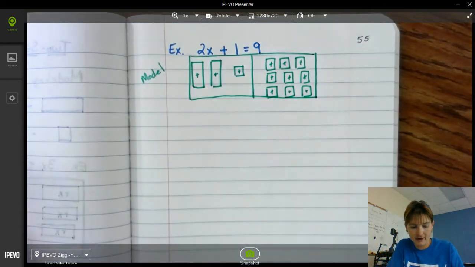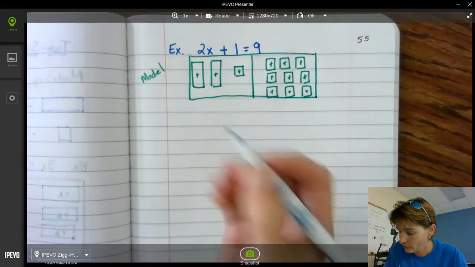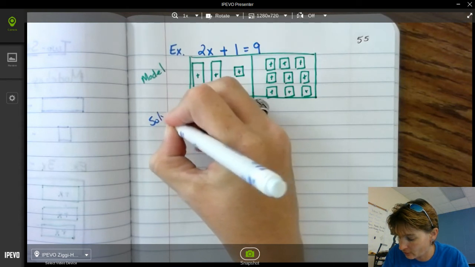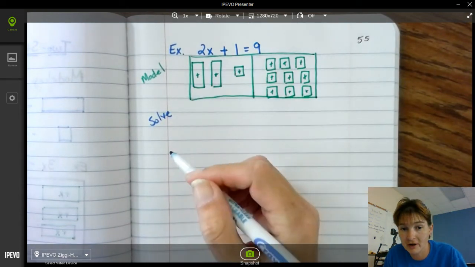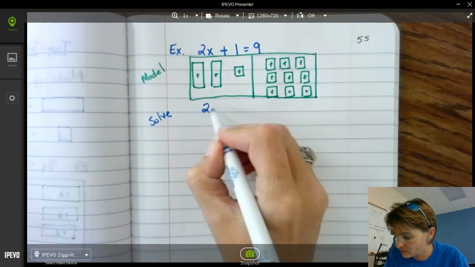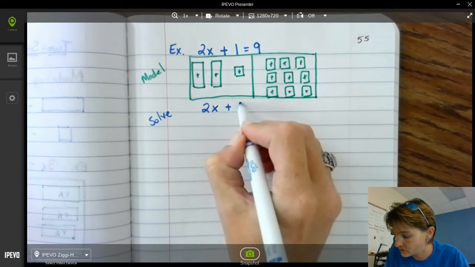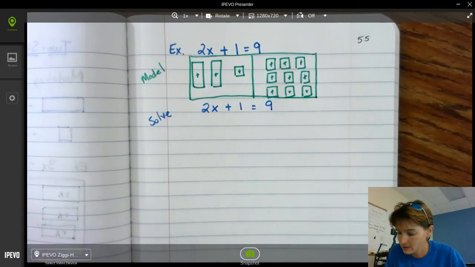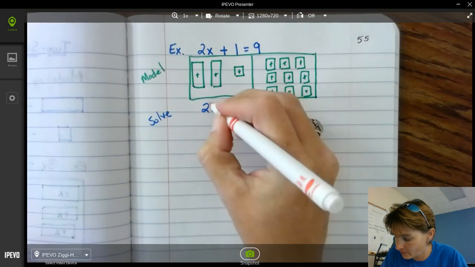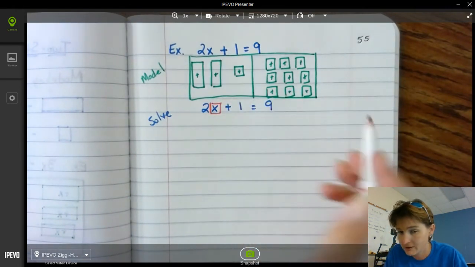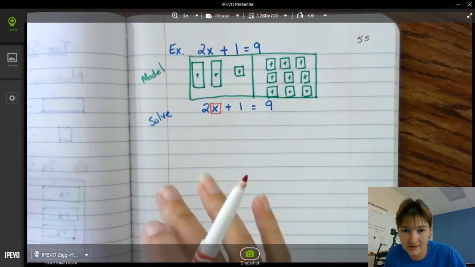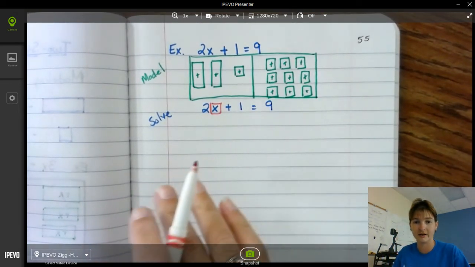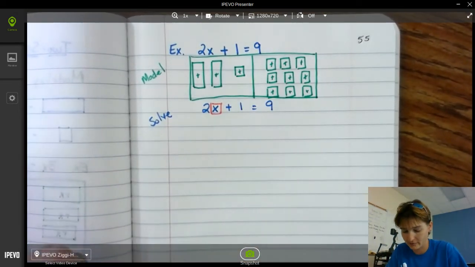Now let's go ahead and solve for this. So now we're going to solve for x, or solve for the variable. So we have the 2x plus 1 equals 9. The first step, we remember, is the important part: getting your variable by itself. That is the key to all of the equations with a variable in it. So we're getting our variable by itself.